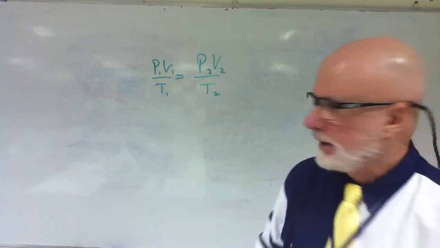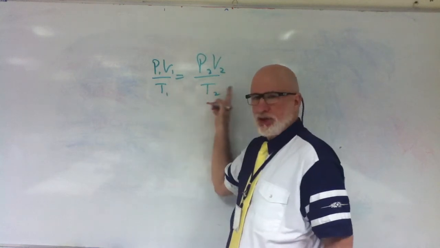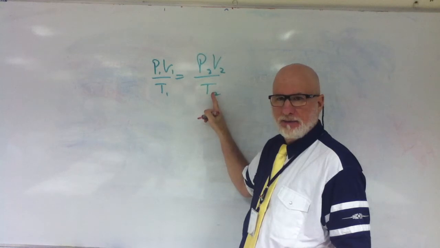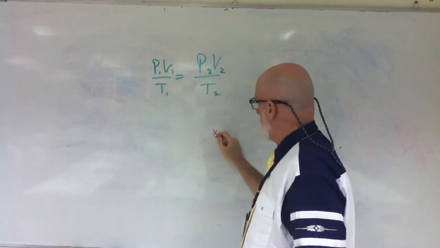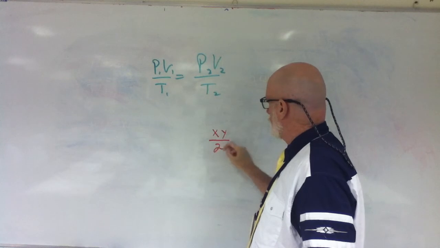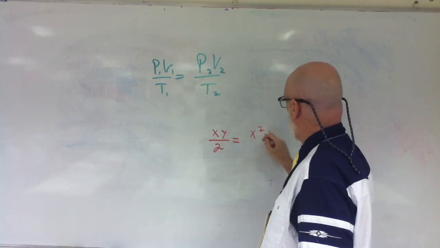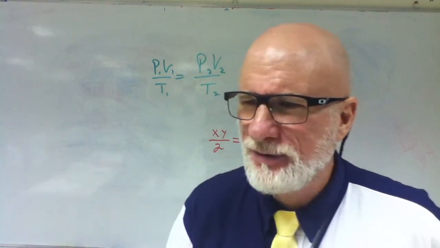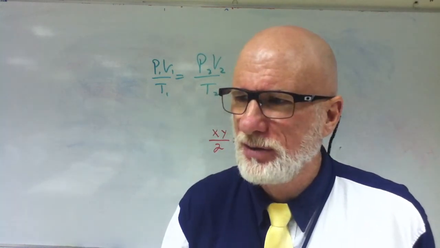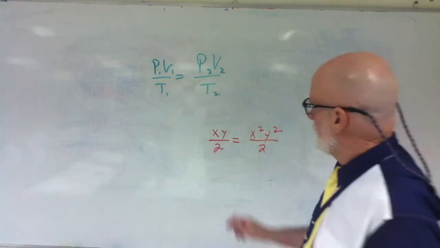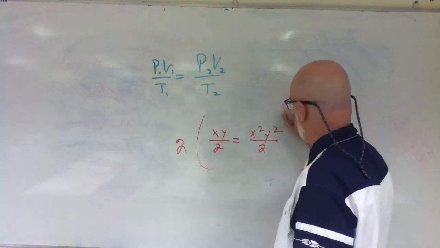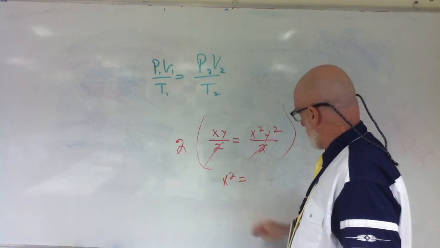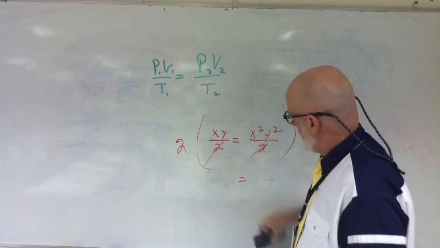Now, let's say that temperature was constant. So this temperature equals this temperature. If I said to you, xy over 2 equals x squared y squared over 2, what could you do to that from algebra right away? What could you do? Multiply by 2 and cancel it. And you're left with xy equals x squared y squared.